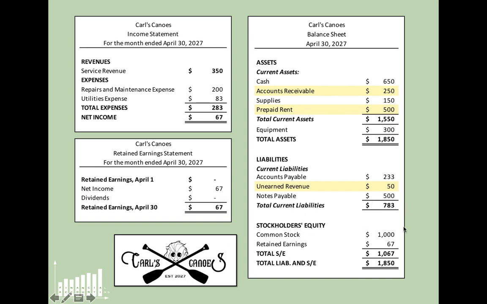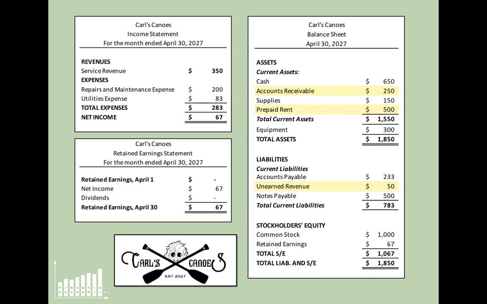Under stockholders' equity, we have common stock of $1,000 and retained earnings of $67, so $1,067. And as a result, we have $1,850 in total. Now, balance sheet again always has to balance. That's why it's called a balance sheet. And these are our financial statements for Carl's Canoes for the month ended April 30th of 2027.